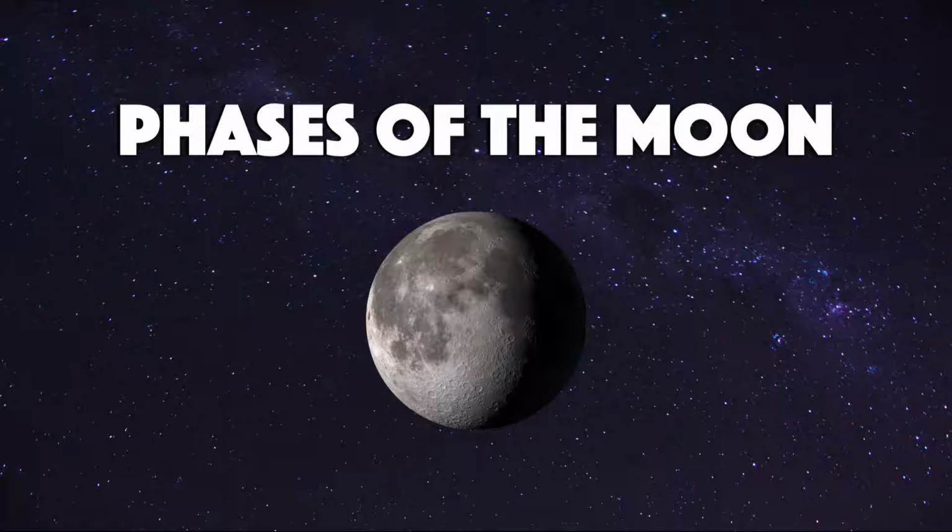So because we see the same side of the moon at all times, we don't always see the same amount of it. And when we see different portions, we refer to those as phases of the moon. Here are all the moon phases for 2017.